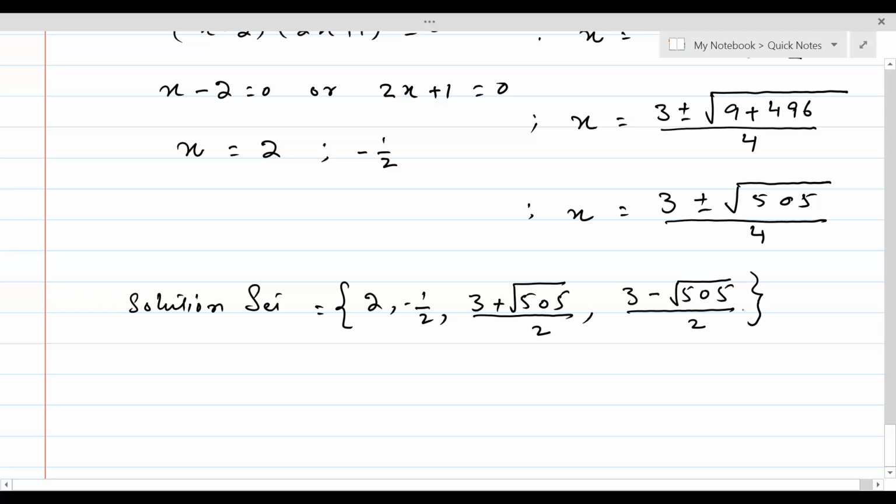That is the solution set for this kind of radical equations, and we'll see you in the next lesson with another type of radical equations.